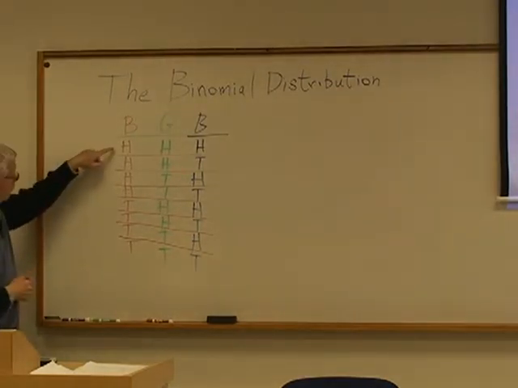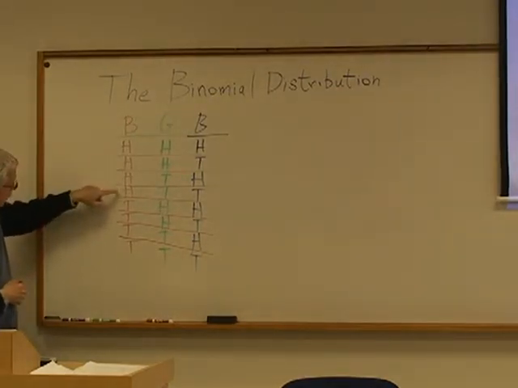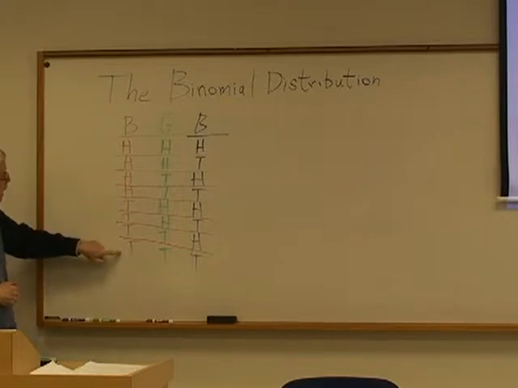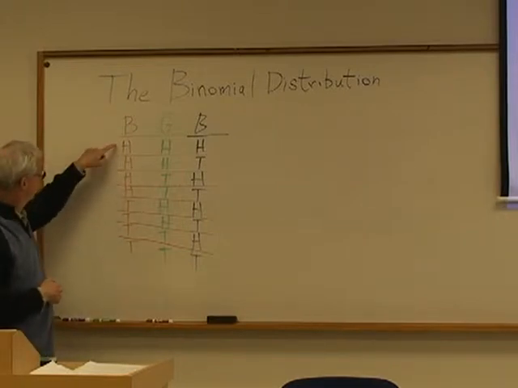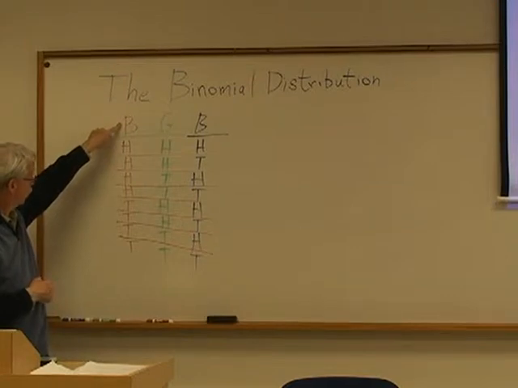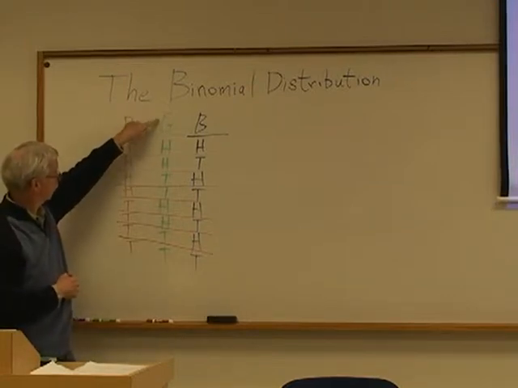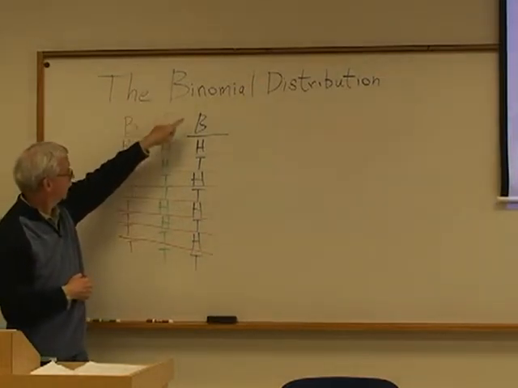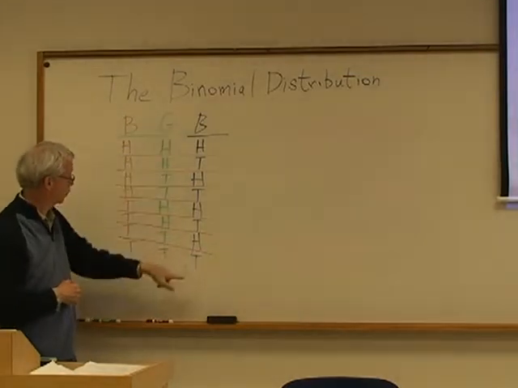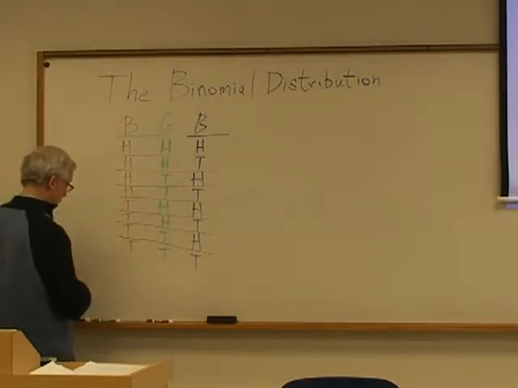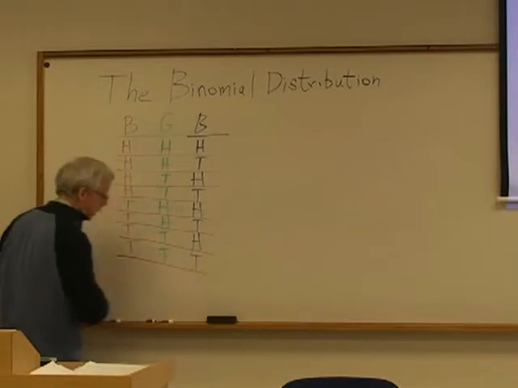And how many different outcomes do I have? 1, 2, 3, 4, 5, 6, 7, 8. That makes sense because I have two choices for what happens to the brown coin, times two choices for what happens to the green coin, times two choices for what happens to the blue coin. So I have 8 different possible results. 2 times 2 times 2.